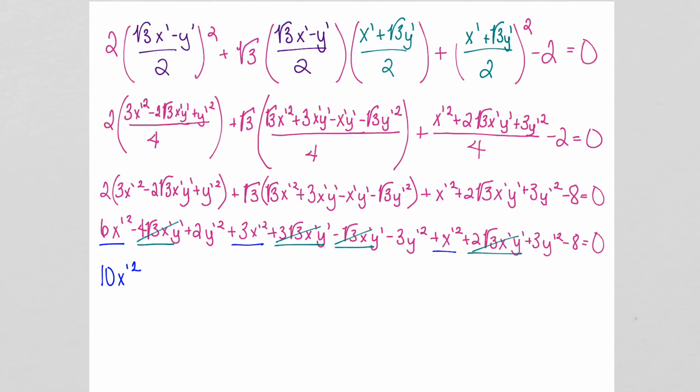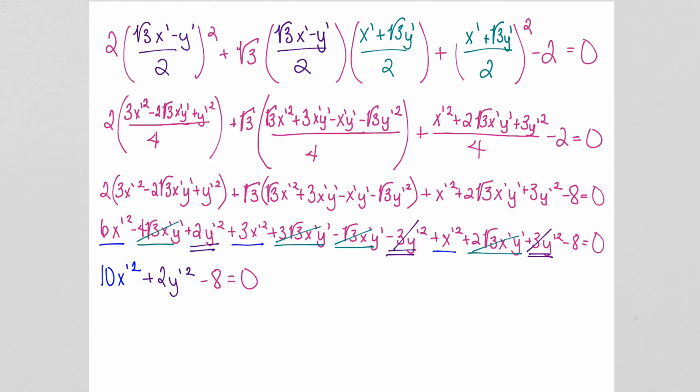We like that. Okay, now let's look at the y squareds. So we've got 2 minus 3 plus 3. So those two go away, but we're left with 2y prime squared. And then what else we got? Just minus 8 equals 0. So that got a lot simpler.